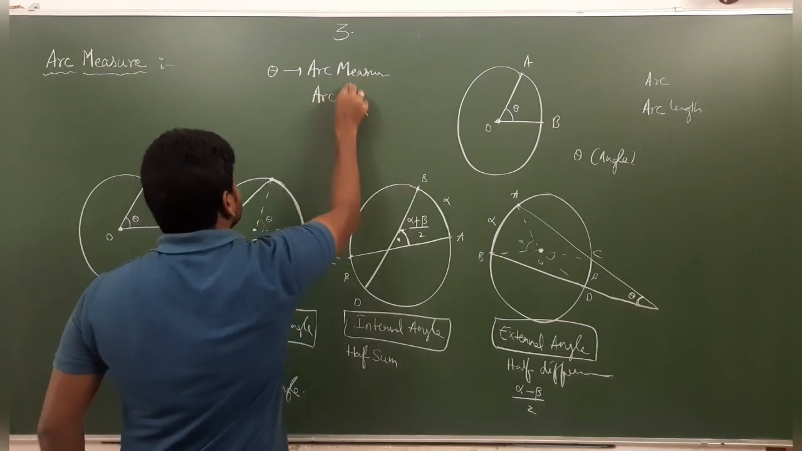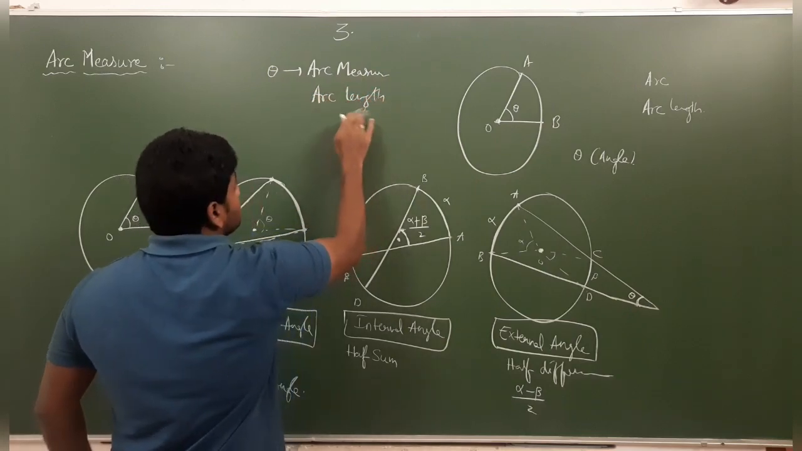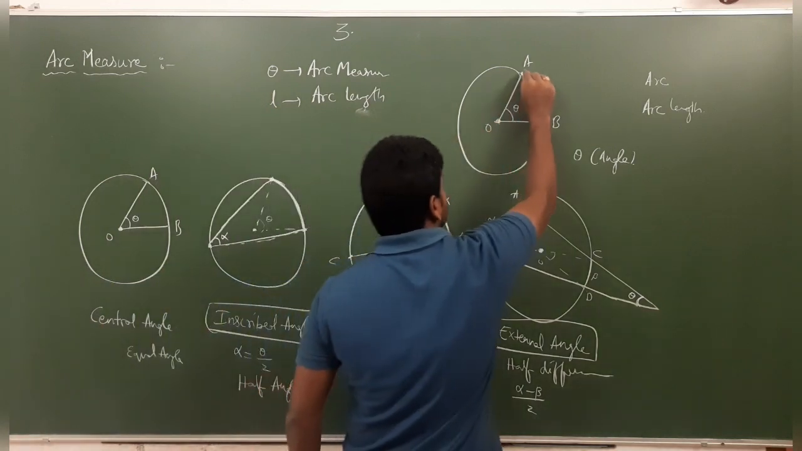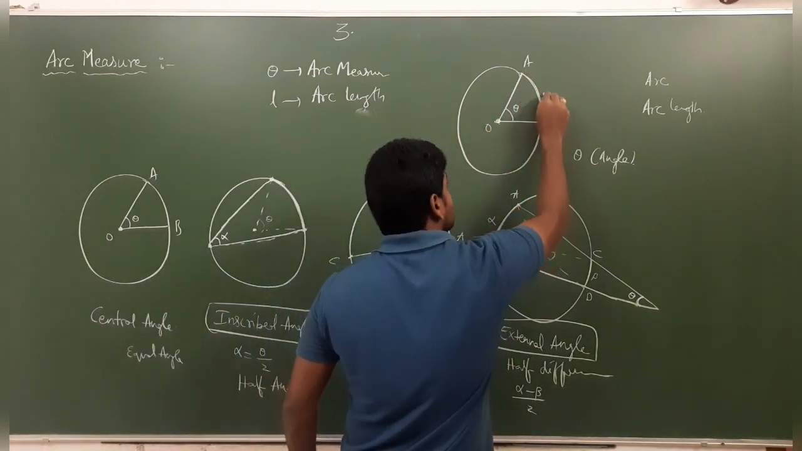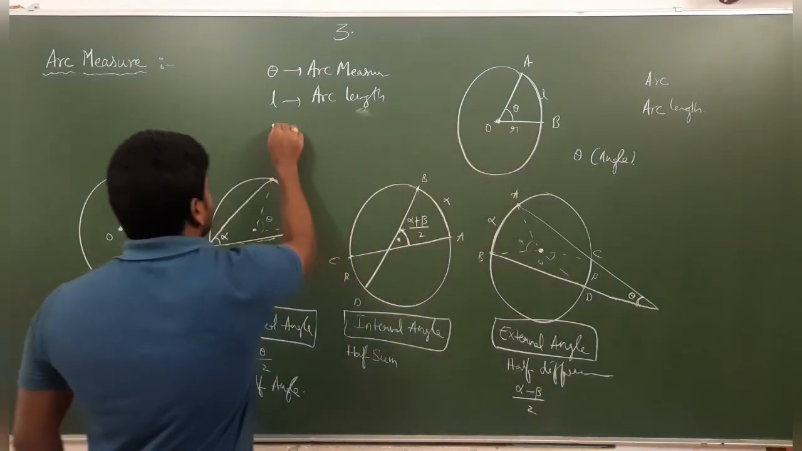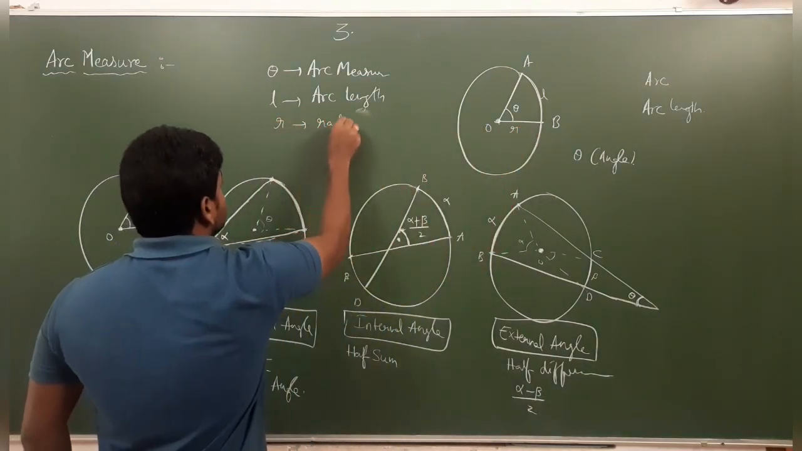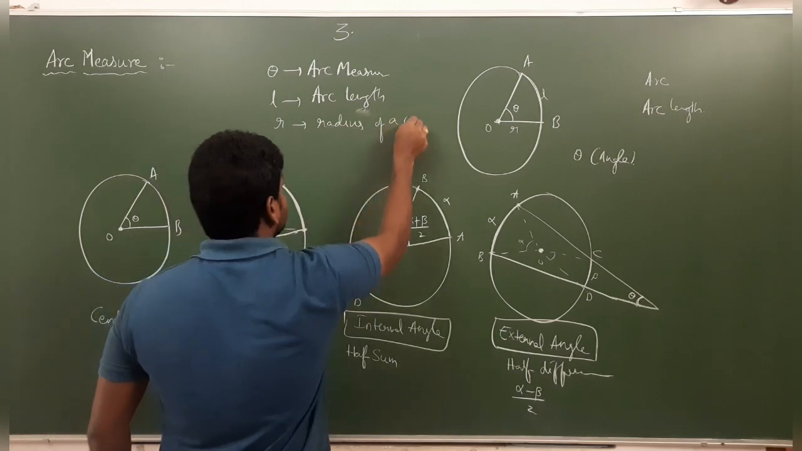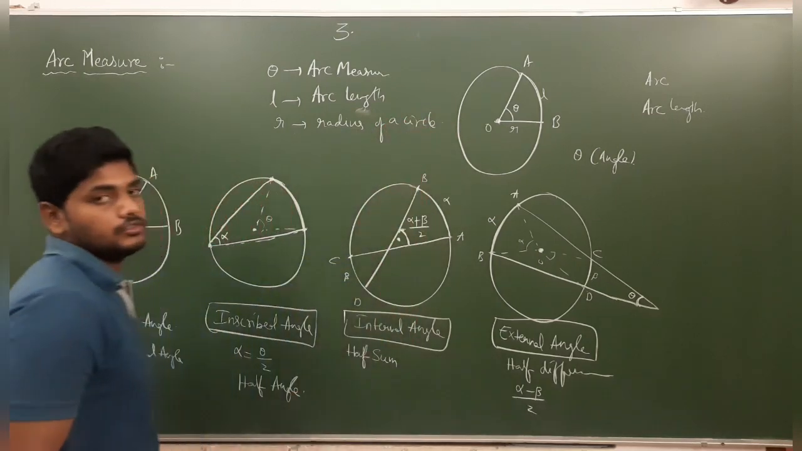Arc length. We will consider this length, the circumference of this arc, as L. Here, R is nothing but the radius of the circle. Pause the video and note it down.